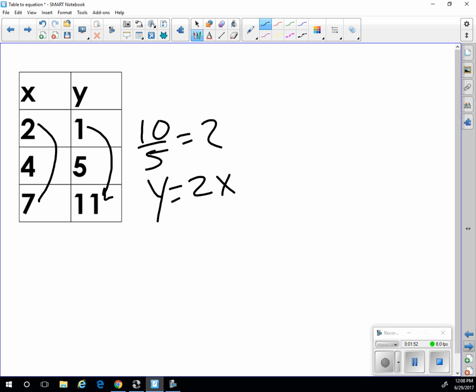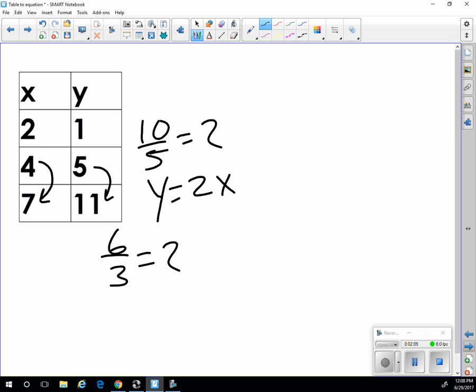We could choose going from 5 to 11. Let's try it. Well, from 5 to 11 is an increase of 6. But from 4 to 7 is an increase of 3. Still, y is changing twice as much.